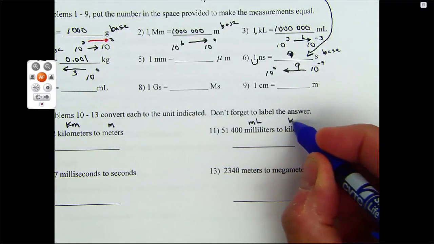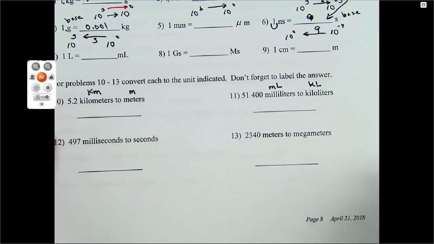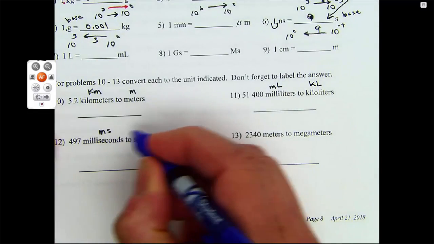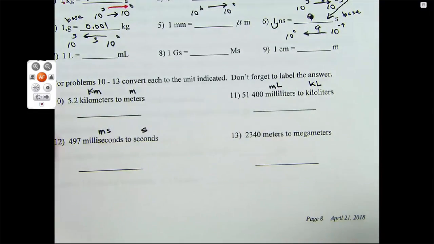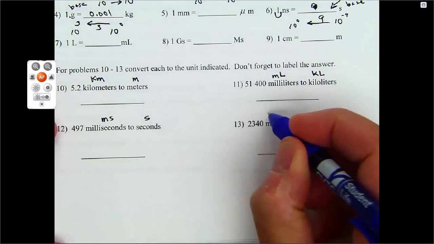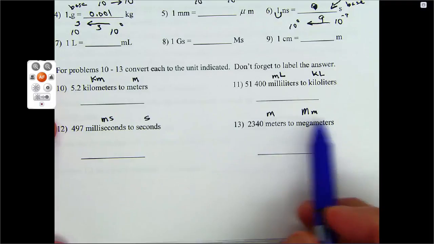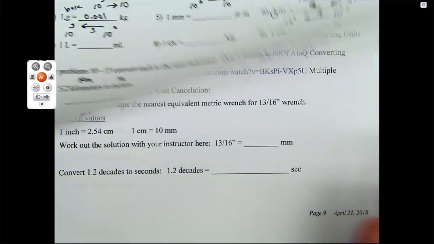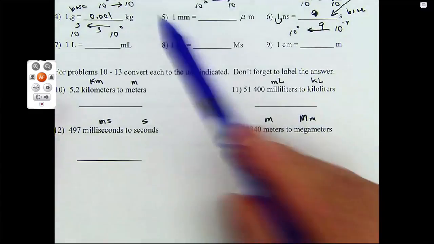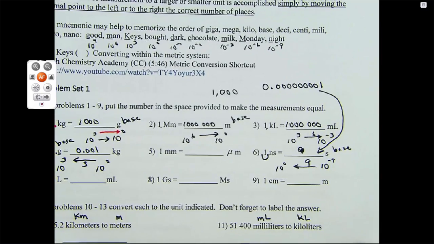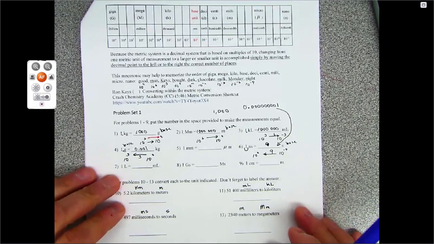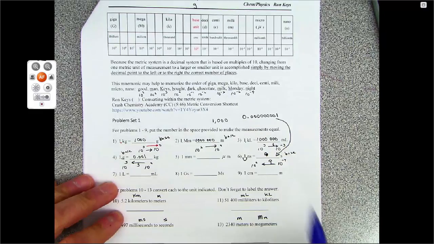Milliliters to kiloliters here. And milliseconds to seconds, so there's a base unit. Meters to megameters, base unit here we start out. Okay, I will let you finish this. Again, this is so easy. If you grew up with a metric system, this would be a piece of cake. To make it larger and smaller.